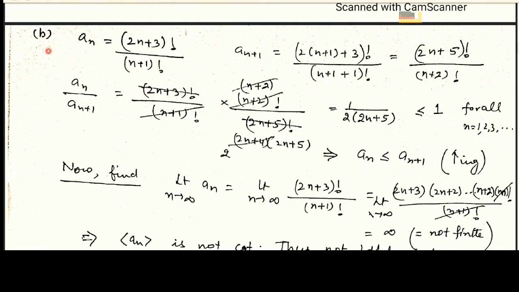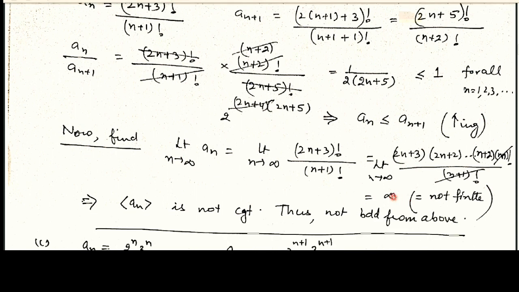Now just see the second part. In the second question, you are given a sequence of the form (2n+3)!/(n+1)!. Again, find out its (n+1)th term. Now since we are having the factorial, we will prefer the ratio. We will divide an by an+1, simplify it. If it is less than or equal to 1, then we will say an is less than or equal to an+1, means our sequence is increasing, or you can say non-decreasing. Next we will find out its limit. Now since its limit is infinity, it means our sequence is not convergent. It means it is not bounded from above, right?